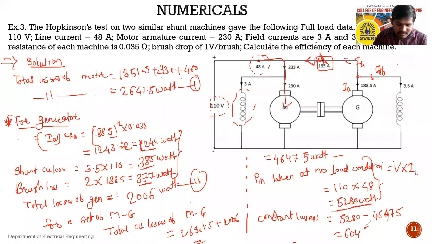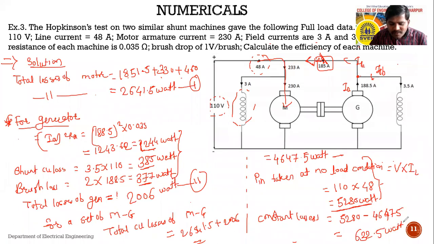Can I use calculator? 632.5. कसं करताय कॅल्क्युलेशन? 4647.5 so 632.5. You are doing a little mistake, so 632.5 it is the constant losses. 632.5 watt it is the constant losses.